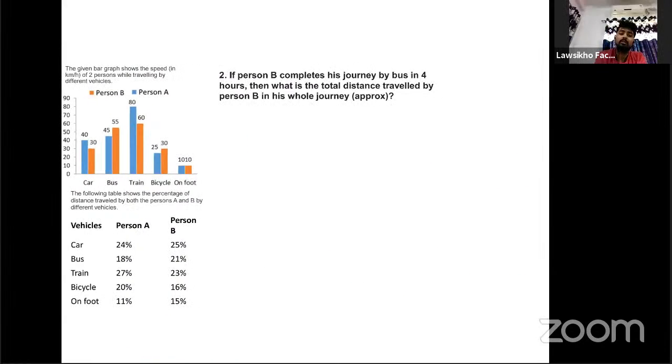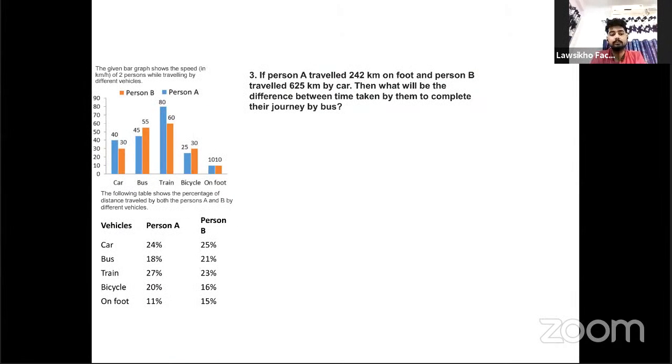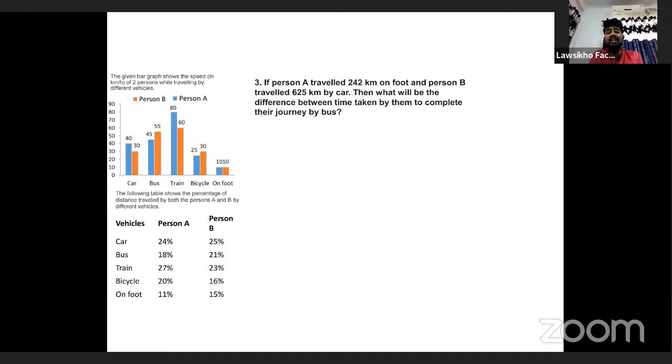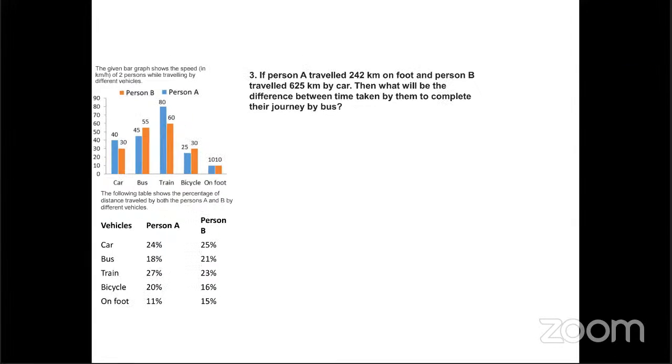ठीक है? नेक्स्ट क्वेश्चन. If person A traveled 242 kilometer on foot and person B traveled 625 kilometer by car, then what will be the difference between time taken by them to complete their journey by bus? बताओ, सॉल्व करो इसको.